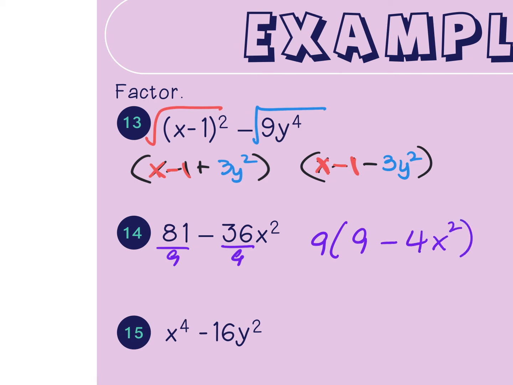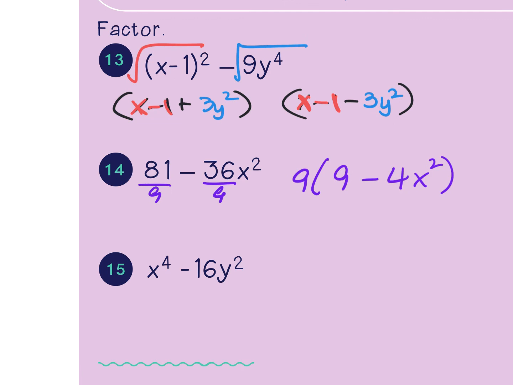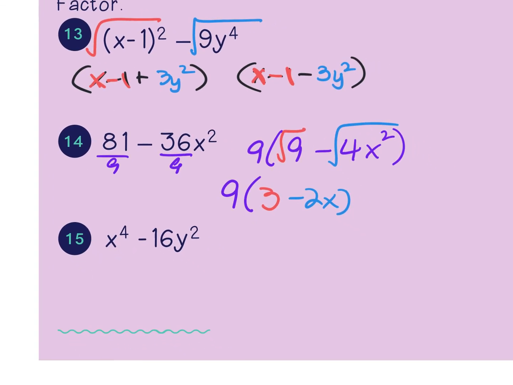Notice now I still have the difference of two squares. So I got to keep going. So I'm going to square root the 9 and I'm going to square root the 4x squared. So this will give me the GCF. Don't forget about it. 3 minus 2x. And then you'll do 3 plus 2x. And you're done.